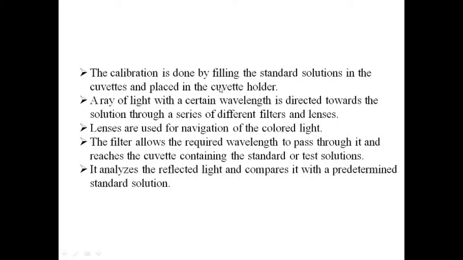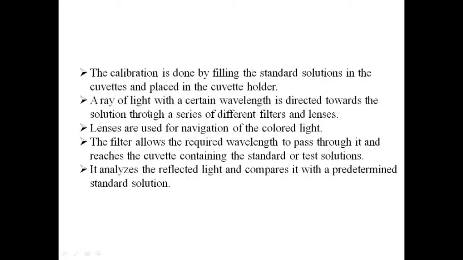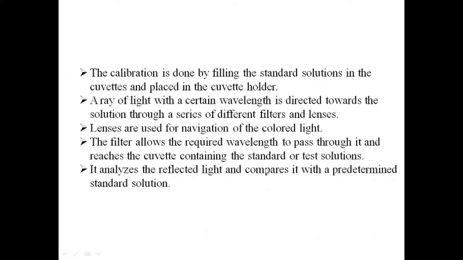After placing this cuvette in the holder, light of a certain wavelength is allowed to pass and is directed through the solution through a series of filters and lenses, as we saw: through slit, lens, filter, then it is allowed to pass. Lenses are used for navigation of colored light. The filter allows the required wavelength to pass through it and reach the cuvette containing the standard or test solutions.